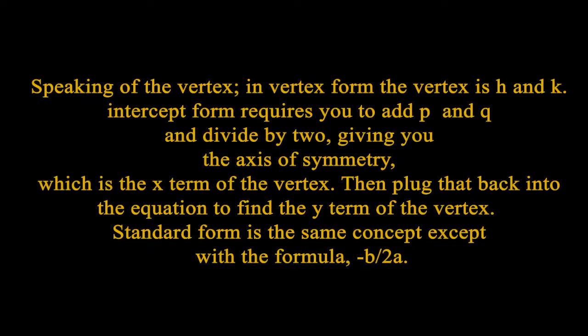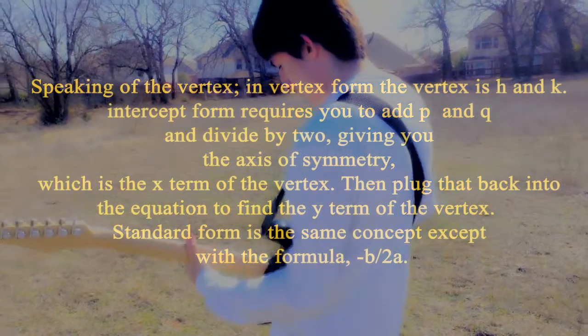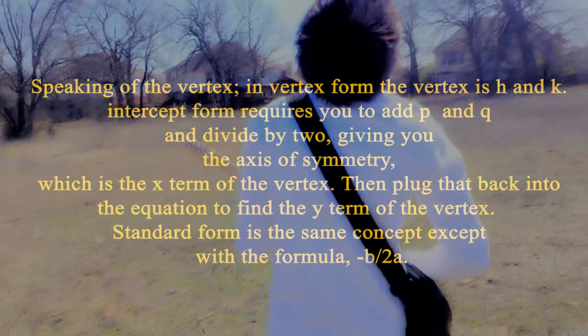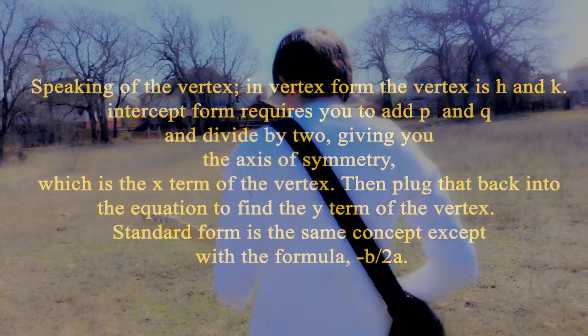Speaking of the vertex, in vertex form, the vertex is h and k. Intercept form requires you to add p and q and divide by 2, giving you the axis of symmetry, which is the x term of the vertex. Then plug that back into the equation to find the y term of the vertex. Standard form is the same concept except with the formula negative b over 2a.